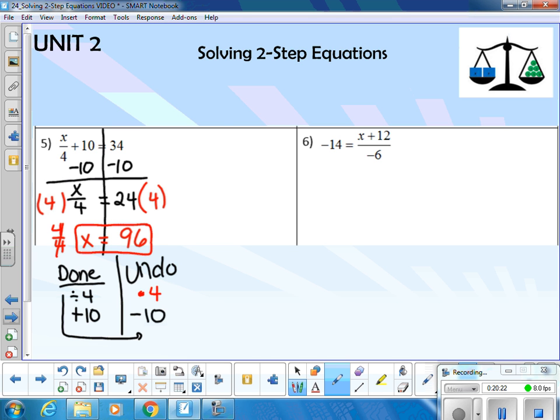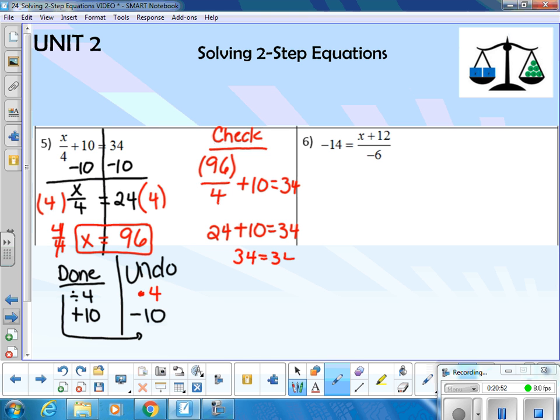Now, this doesn't have the check step, so I still want you guys to follow that check step so I can plug things back in to see if it works. I have 96 divided by 4 plus 10 should give me 34. 96 divided by 4 is 24. And if I add that to 10, 24 plus 10 is 34. So I got the correct answer. So that's all we're doing.